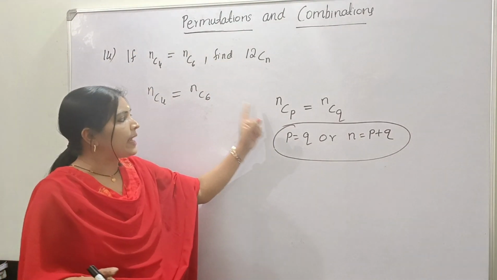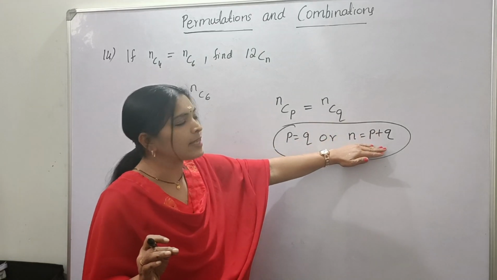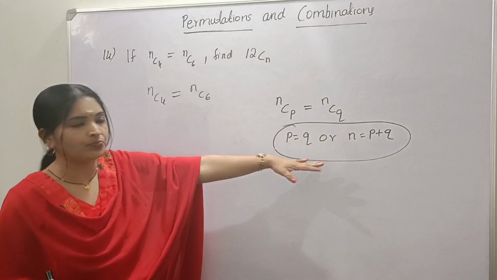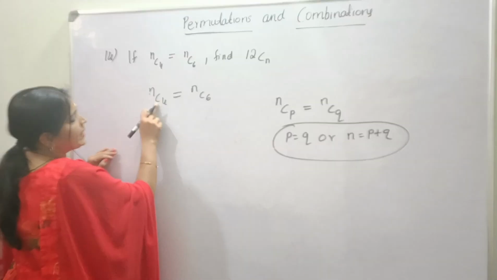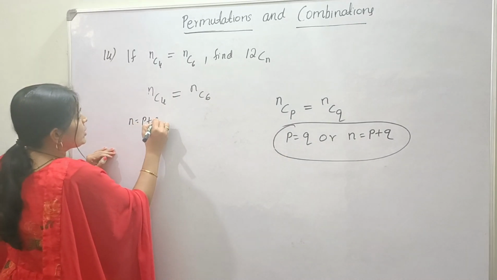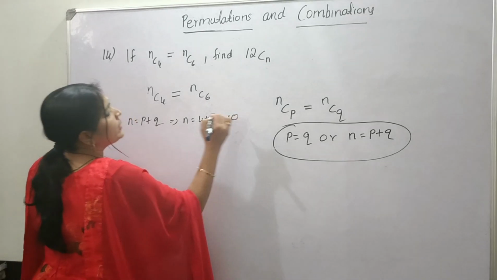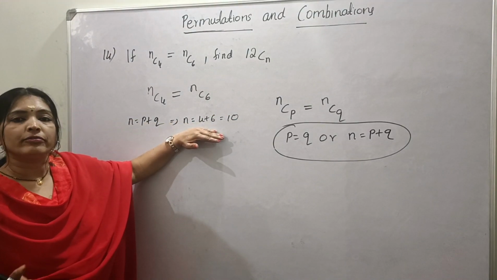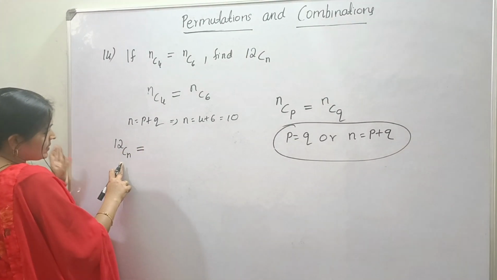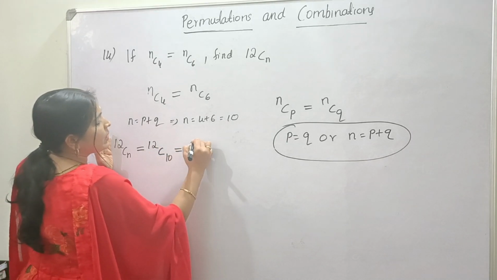So remember this: if NCP is equal to NCQ, either P is equal to Q or N is equal to P plus Q. Here P is not equal to Q, therefore N is equal to P plus Q. That means N is equal to 4 plus 6, that is equal to 10. See, here we have got the value of N. Now directly we can find 12Cn. 12Cn is 12C10. Now apply the formula.